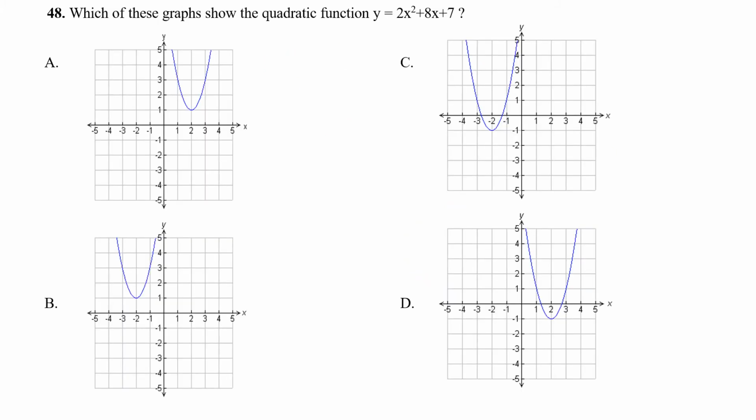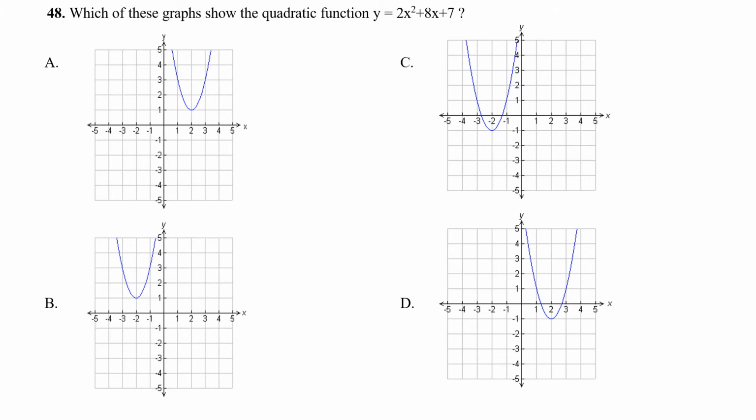Okay, so let's look at number 48 here. Now we have some quadratics here. It says, which of these graphs show the quadratic function y equals 2x squared plus 8x plus 7? Several ways you can do this. Well, actually, we cannot factor this. I could solve this by using the quadratic formula. I don't want to do that because I think that would be too much work.